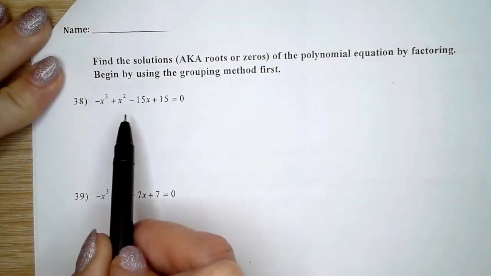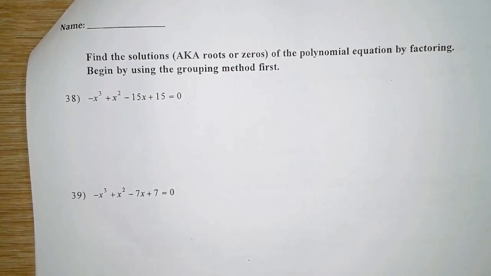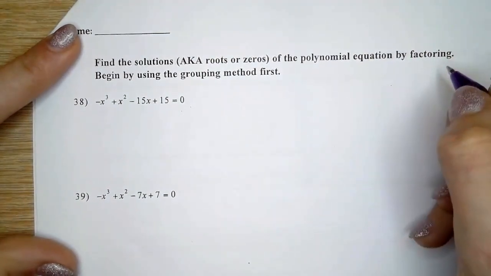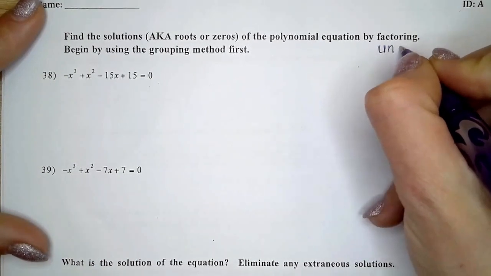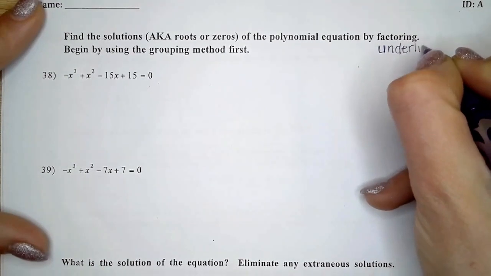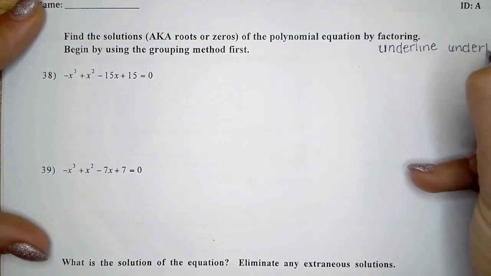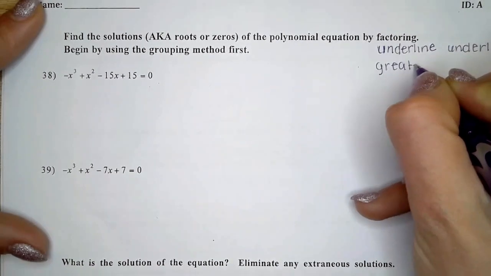So the grouping method is where we look at 2 groups at a time and we deal with the greatest common factor. So we're going to go into a lot of detail here to really help everybody out. So the first thing, I sing a little song, and it's not really singing, it's more like me talking. So my song lyrics are going to go right here on the side. Underline, underline, greatest common factor.